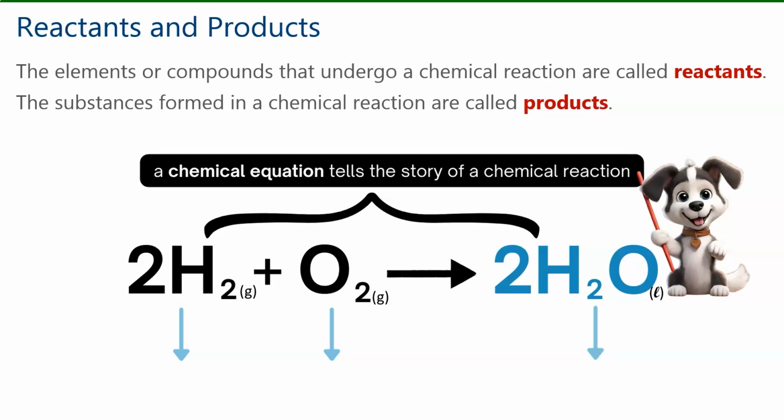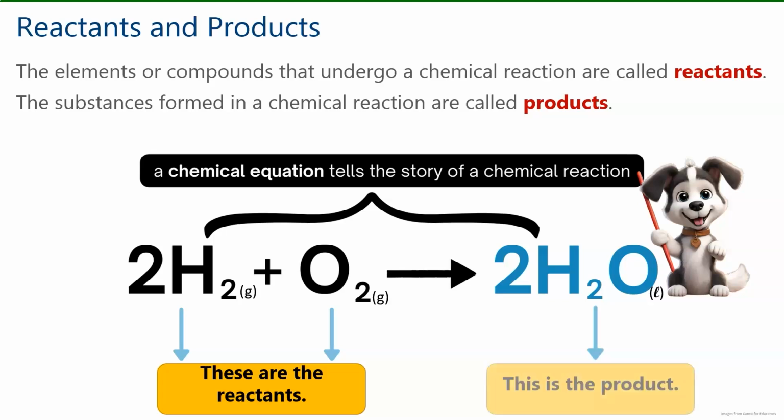A chemical equation tells the story of a chemical reaction. You can see the reactants on one side of the arrow, and we have two hydrogen and we have oxygen gas. And then our products are on the other side of the arrow. Our product in this case is water, two water.